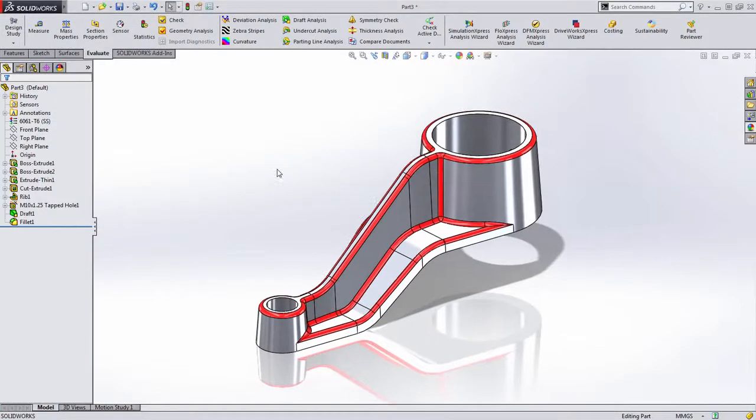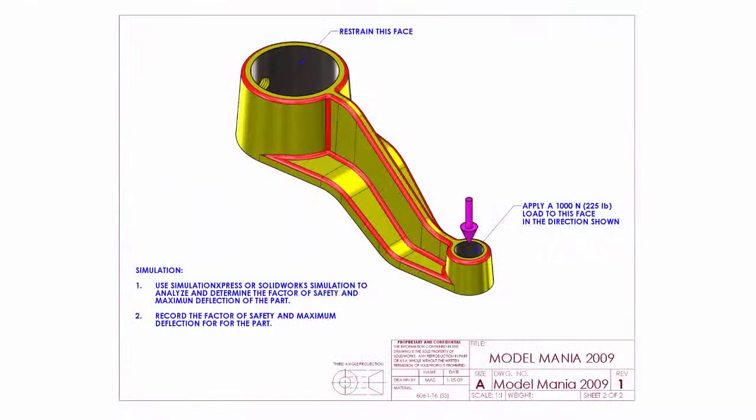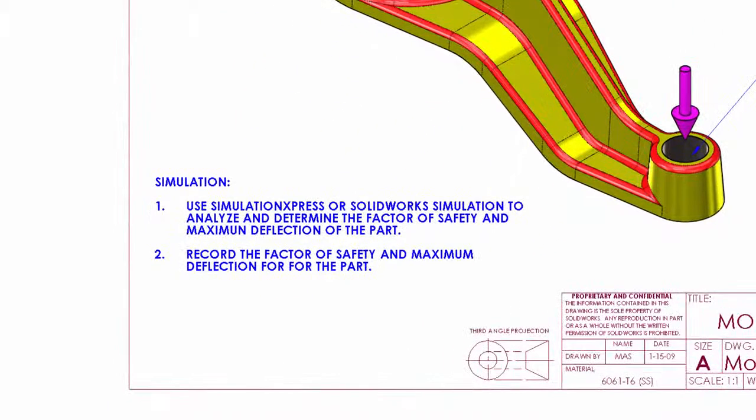But now that we finished phase 1, let's go ahead and look at phase 2. Phase 2 of this Model Mania design challenge actually is to perform a simulation on this part. So it's actually important that we just apply that material, because in order to calculate the physical properties of a part, you need to know what it's made of. So this is actually a pretty easy simulation. You'll notice in the notes it says you can use Simulation Express or SOLIDWORKS Simulation if you so desire, analyze and determine the factor of safety and the maximum deflection of the part.